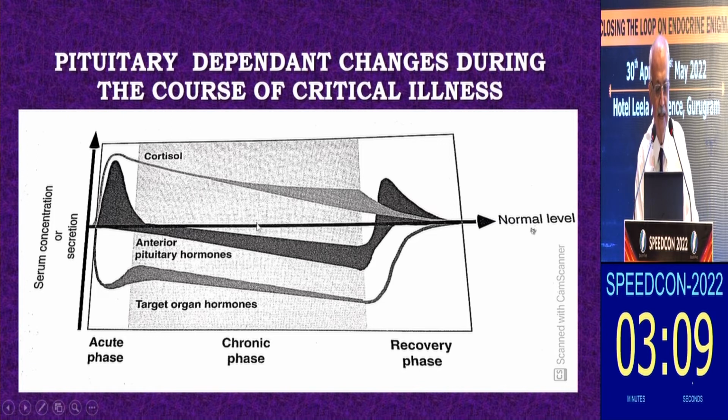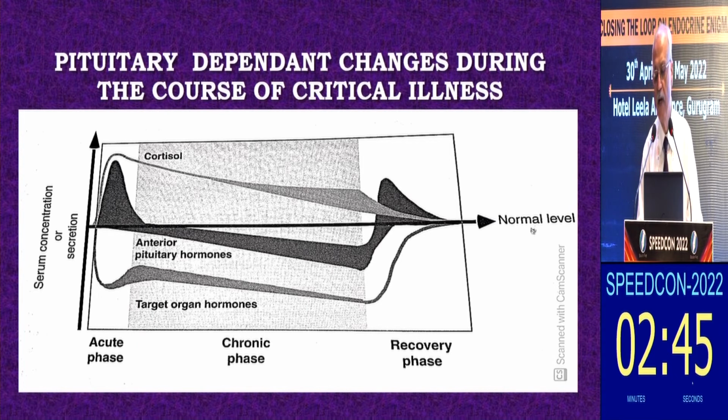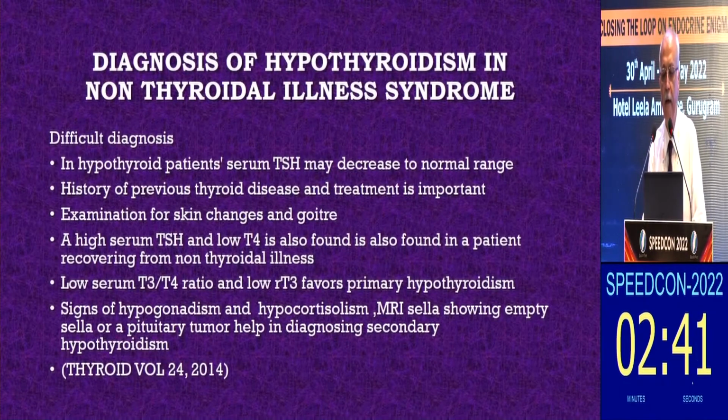Initially, the cortisol is always high in critical illness because of stress. The anterior pituitary hormone, that is the TSH, goes high in the acute phase, then comes down. The target organ hormones, the T3, T4, can all come down initially, and they remain down throughout the illness till the recovery phase. In the recovery phase, you have a spurt of TSH, and the T3, T4, TSH, and even the cortisol normalize finally.